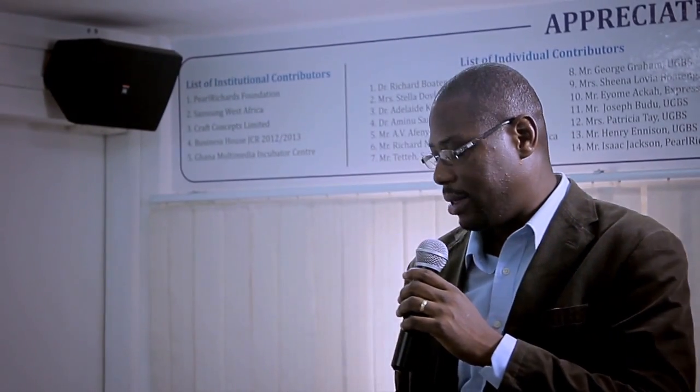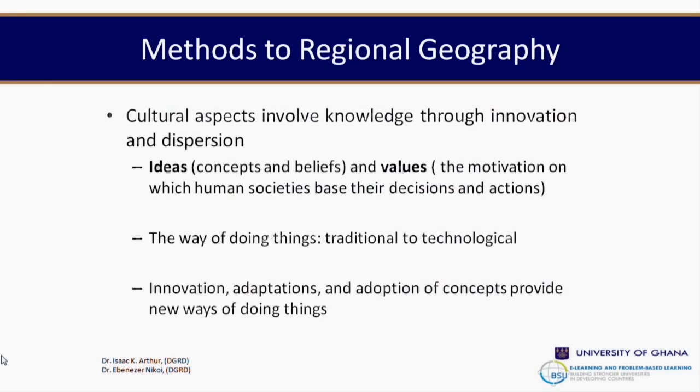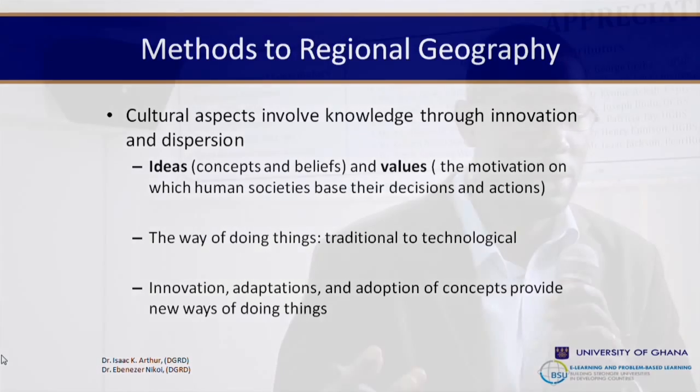So technologies keep changing. Many years ago, people were using typewriters. Now we've stopped using them. We've switched to computers and iPads. So it means that the inks that people were using in typewriters are no longer useful now, right? So all these things are actually taking place. So the cultural aspect also involves innovation and dispersion. And when we talk about this, dispersion can also mean diffusion.